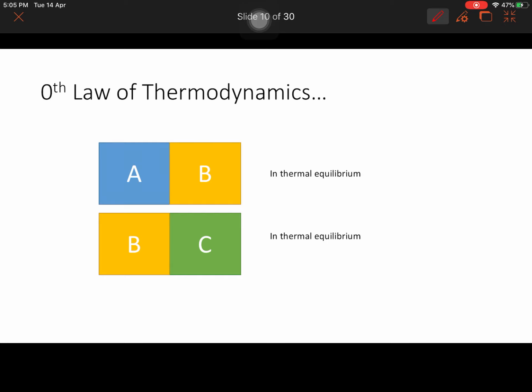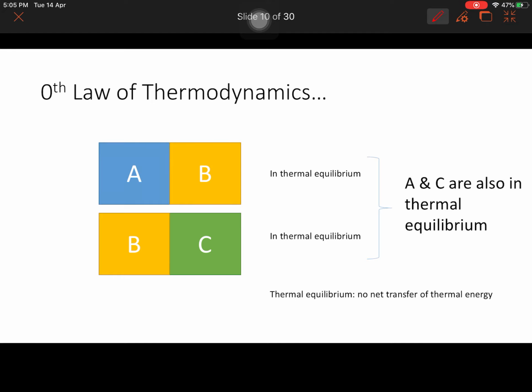Now you know that if I have 2 objects and they are in contact with each other and they are in thermal equilibrium, thermal equilibrium means there is no net transfer of thermal energy. So if A and B are in thermal equilibrium and B and C are also in thermal equilibrium, the 0 law of thermodynamics tells us that A and C are also in thermal equilibrium, even though A and C are not touching each other.